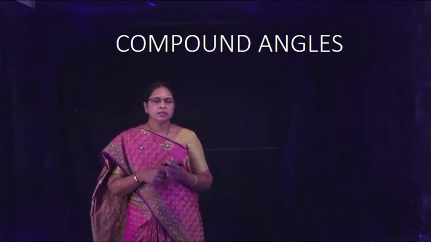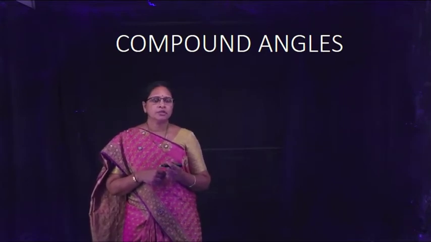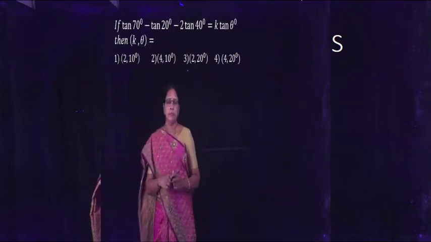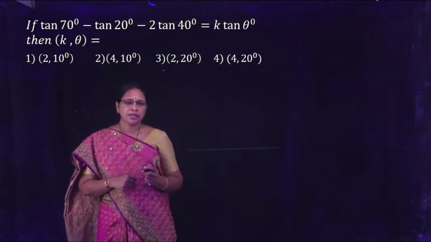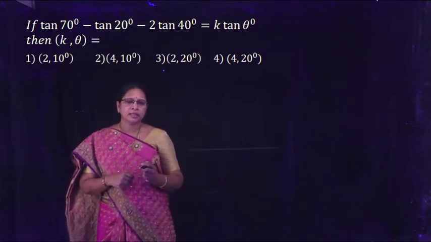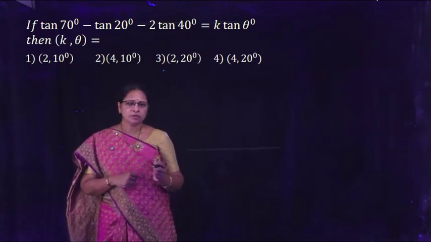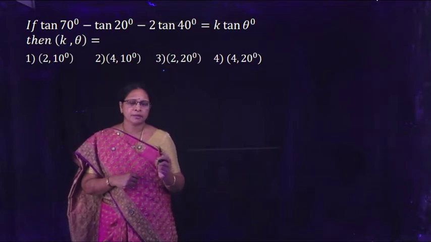In this session, I would like to teach some important problems in the chapter compound angles. Let us see the first problem. If tan 70 minus tan 20 minus 2 tan 40 is equal to k tan theta, then k comma theta is equal to: first option is 2 comma 10, second option is 4 comma 10, third option is 2 comma 20, fourth option is 4 comma 20.